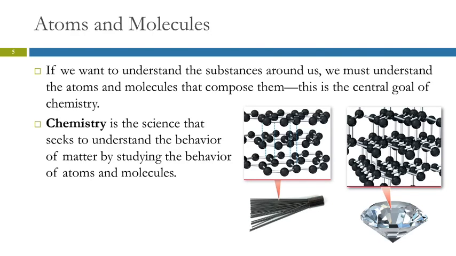So, if we want to understand the substances around us, then we need to look at the atoms and molecules that compose them. And that is the central goal of chemistry. So one way to define chemistry is, it is the science that seeks to understand the behavior of matter by studying the behavior of atoms and molecules.